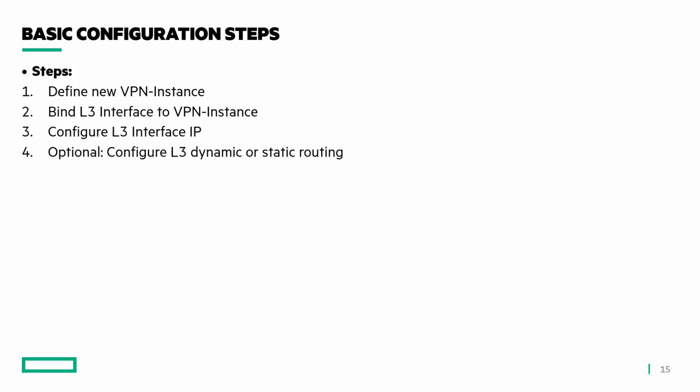Now, the configuration steps that we will follow: I'll show you how to create a VPN instance, one command, easy. Then bind the layer 3 interface and configure the IP on that interface, because any settings on that interface prior to the binding will be lost, and then configure the layer 3 IP.